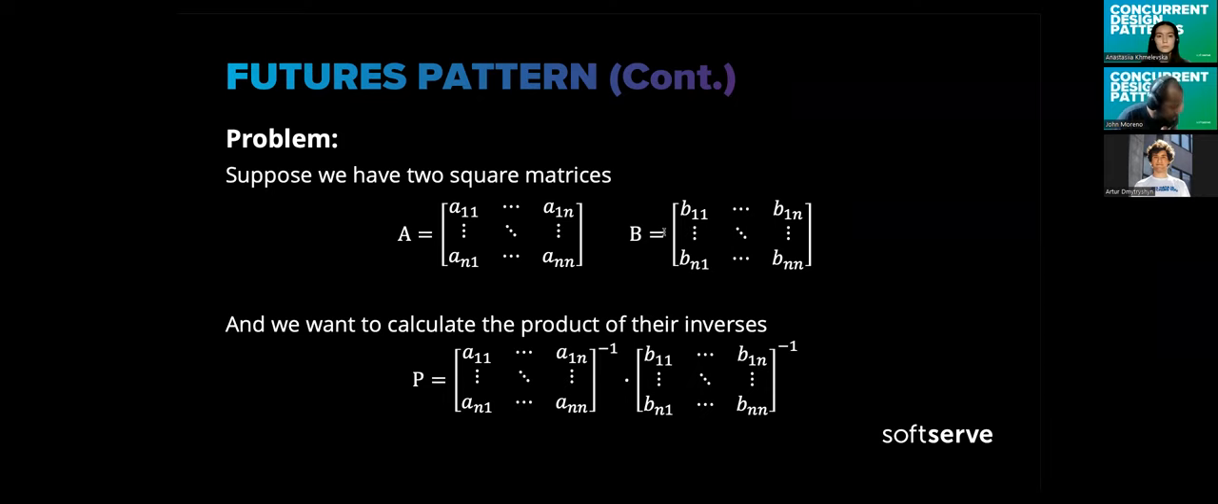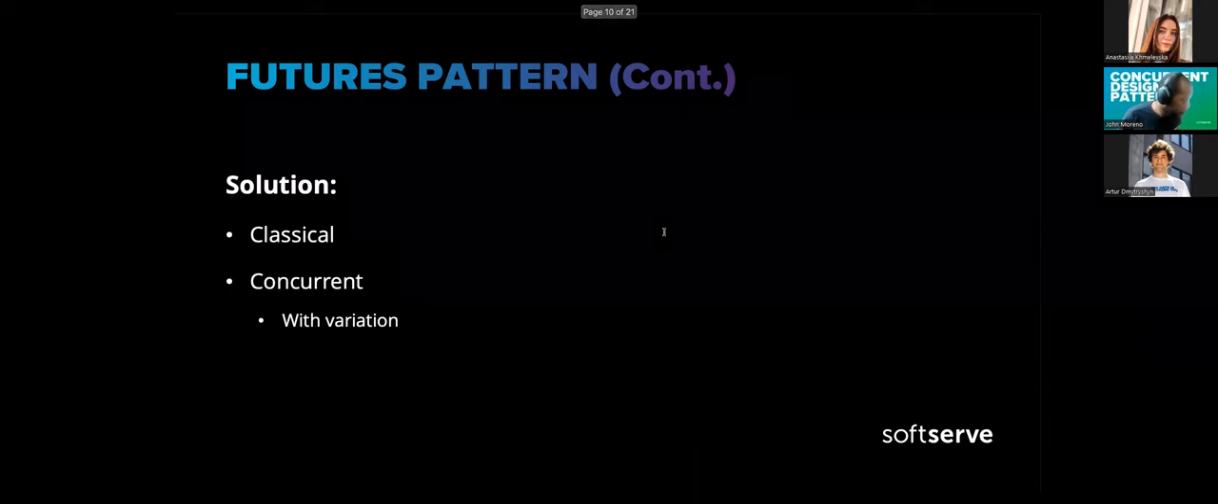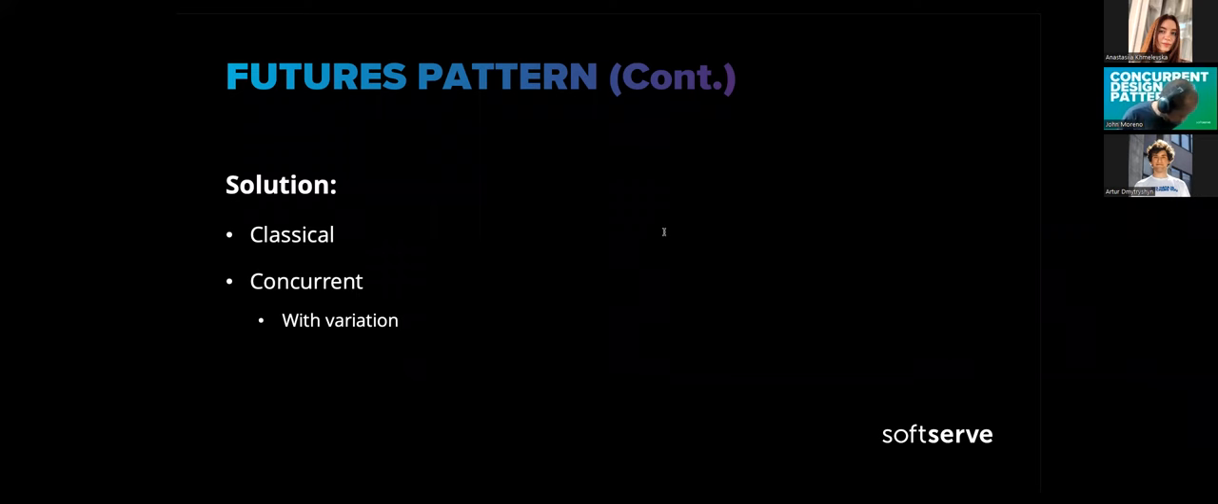A computationally intensive task. So there are a lot of techniques and factorizations to try to avoid the inverse. So it's a good candidate to show this pattern, but I'm going to limit it to 2x2 matrices. So I'm going to show a classical solution, a concurrent solution, and a variation.